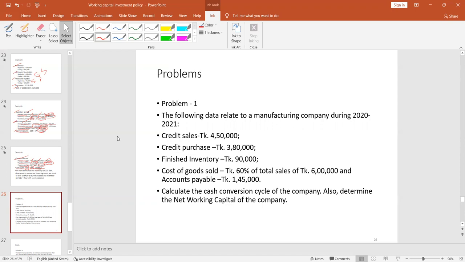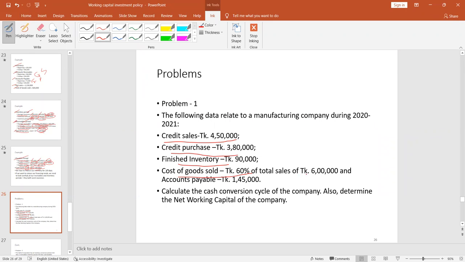So the first problem: the following data relate to a manufacturing company during 2020-21. You are given credit sales. How much? 4,50,000. Credit purchase? 3,80,000. So you are given only one inventory figure, so you don't need to calculate average inventory. Am I right? Yes, sir. You are given cost of goods sold? 60%, 6 lakh. 60% of the sales.